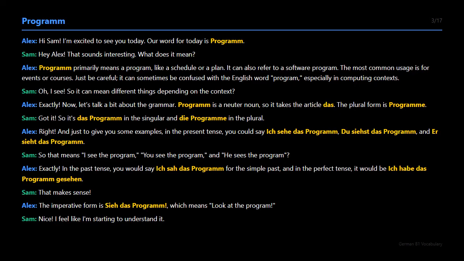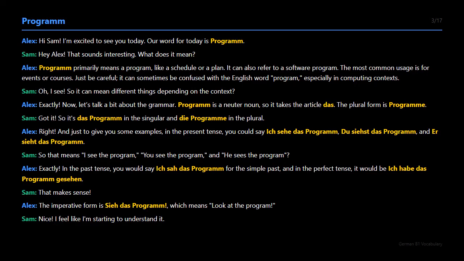Exactly. Now, let's talk a bit about the grammar. Programm is a neuter noun, so it takes the article Das. The plural form is Programme. Got it. So it's Das Programm in the singular and Die Programme in the plural.